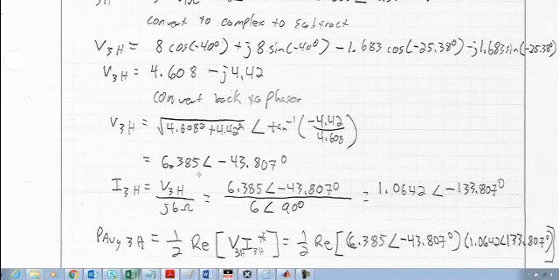And so here we want to figure out the current going through there. So we're going to take that voltage and we're going to divide it by the impedance of the 3 Henry inductor. Remember, the impedance of the 3 Henry inductor is J6 ohms because omega here is 2. So J omega L is our impedance there. Omega was 2, L was 3, so we get J6 ohms.